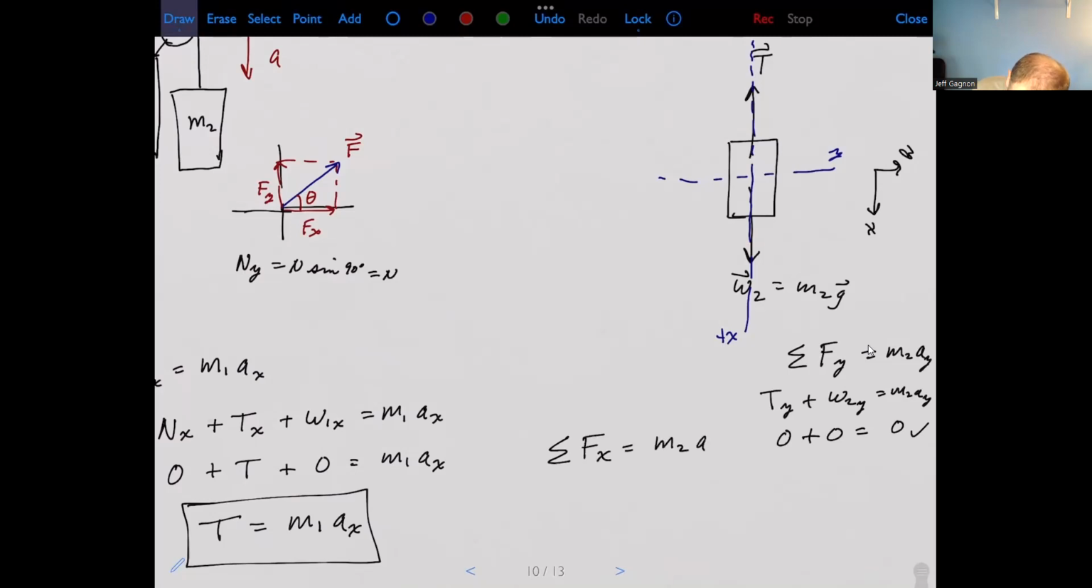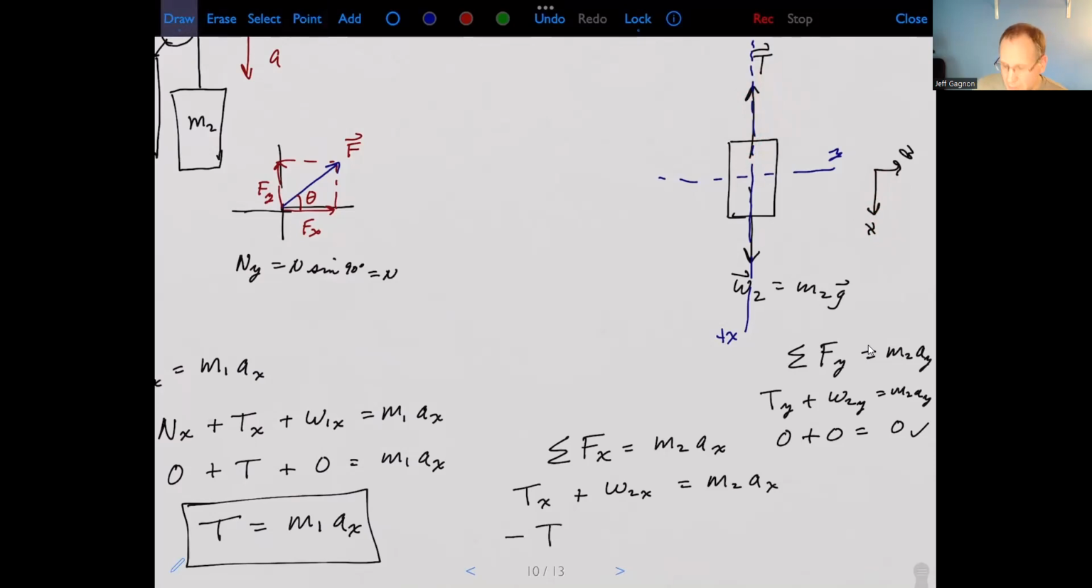So the sum of the forces in x equals m2 ax. Now I want the x component of the tension plus the x component of weight 2. That's got to equal m2 ax. So how much of that tension is acting in the x direction? How much of that vector is in the x direction? Well, all of it is, and it's actually negative, right? Because remember, I've defined positive x to be downward. So the x component of the tension is going to be minus all of T.